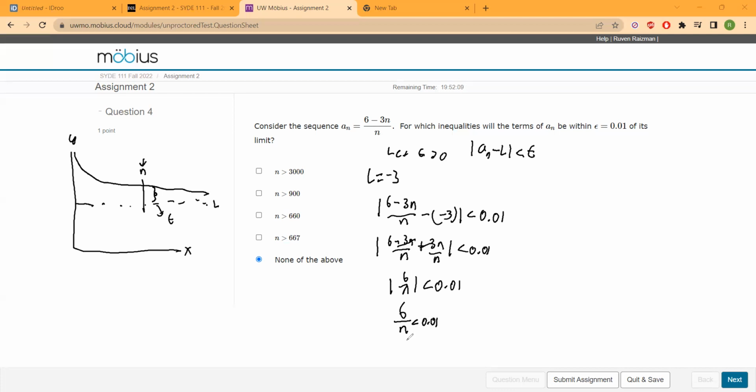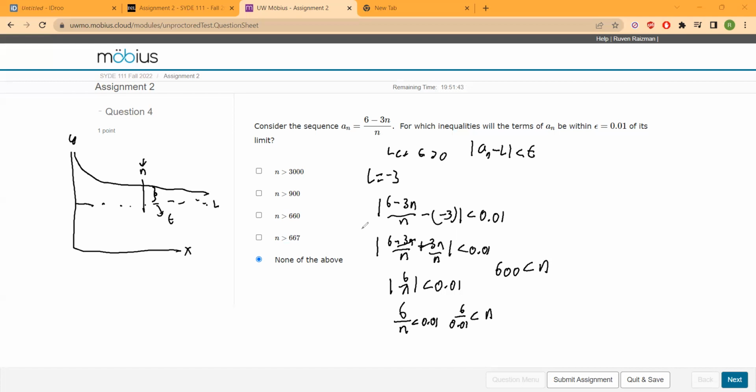Then we just isolate for n. So n is going to be greater than 6 over 0.01. And then what do we get? I'm going to be lazy, I'm just going to use a calculator. I know we could do this in our head. It's going to be 600. So n must be greater than 600.